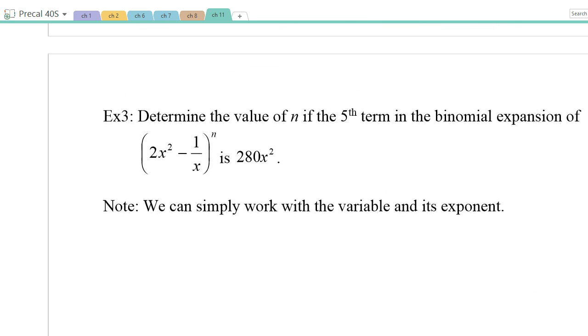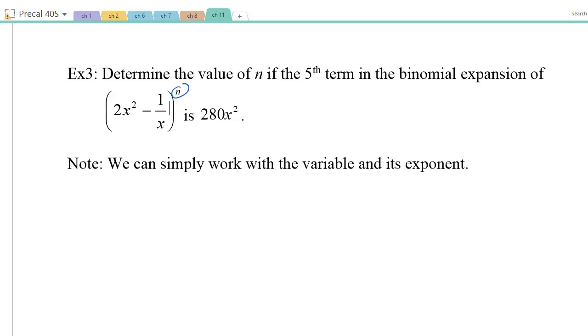Here we are for our very last example, example number 3. So it's a little bit of a variation on this one. Determine the value of n. So now we've got to figure out what this power, the n power is, before we expand it, if the 5th term of the expansion is that. Okay, so again, we'll take this T to the power of k plus 1 is equal to nCk of a to the power of n minus k and b to the power of k.